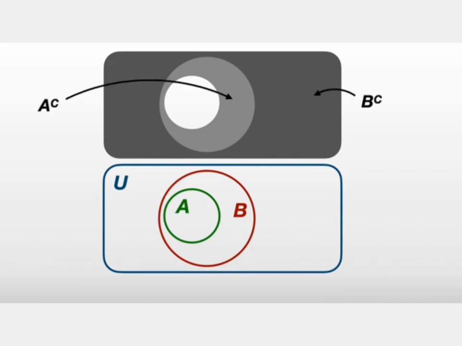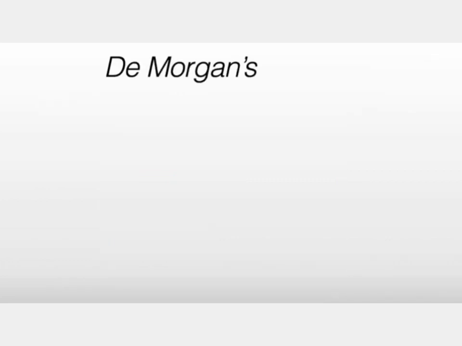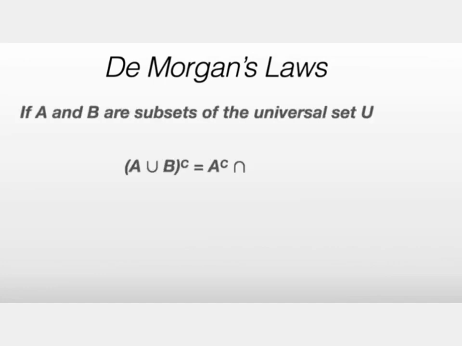And so we end up with the complement of A containing everything in the complement of B and more. We now have the famous De Morgan's laws. First, the complement of A union B is A complement intersect B complement. And second, the complement of A intersect B is A complement union B complement. Let me show you some examples so you can see what's going on here.